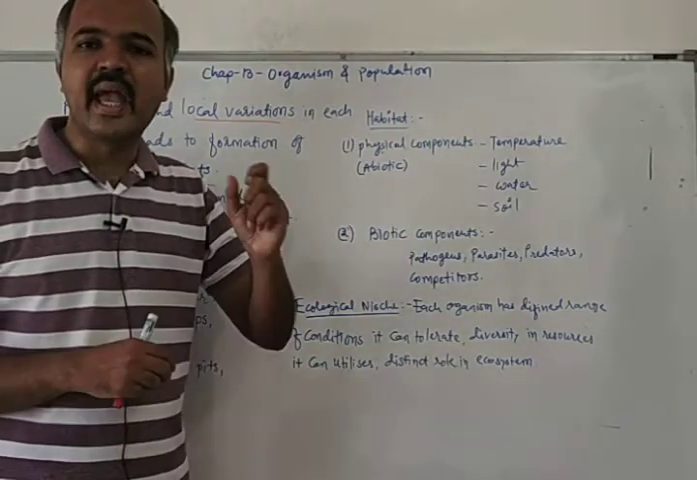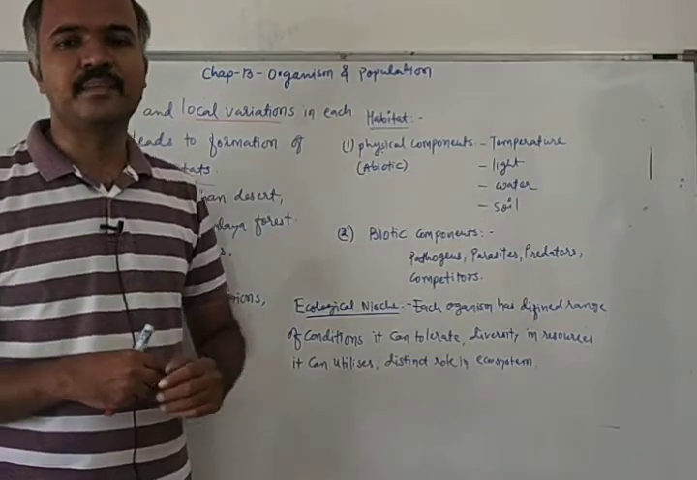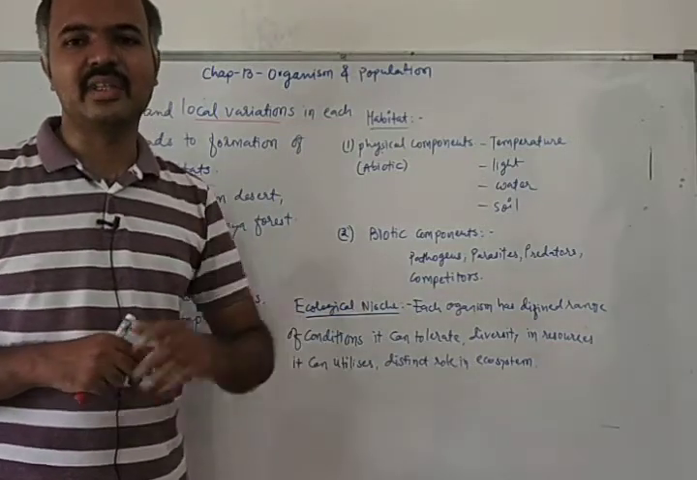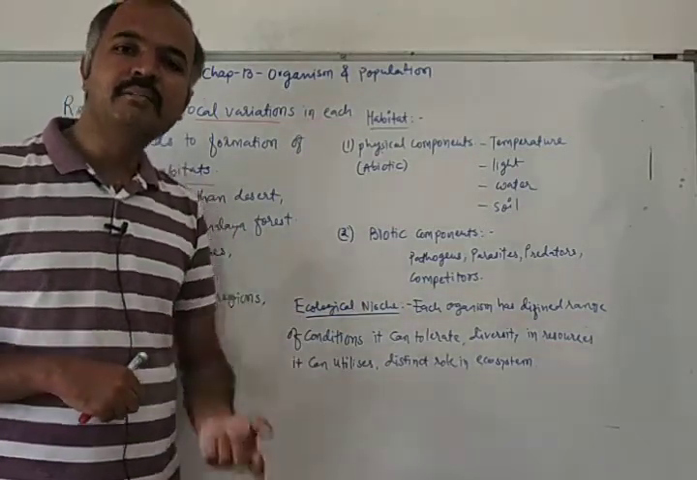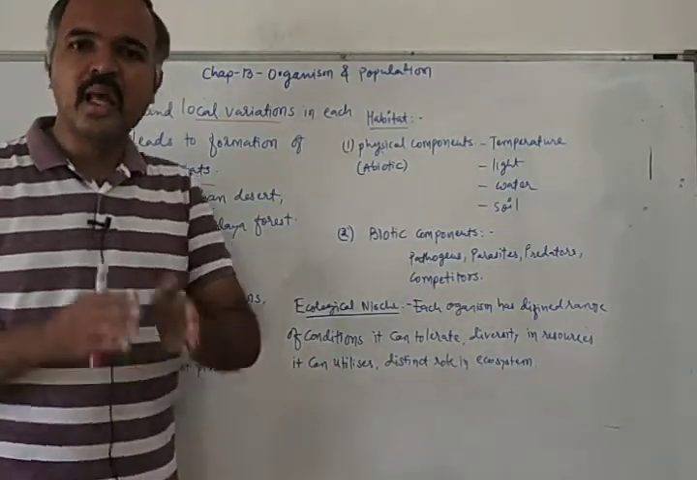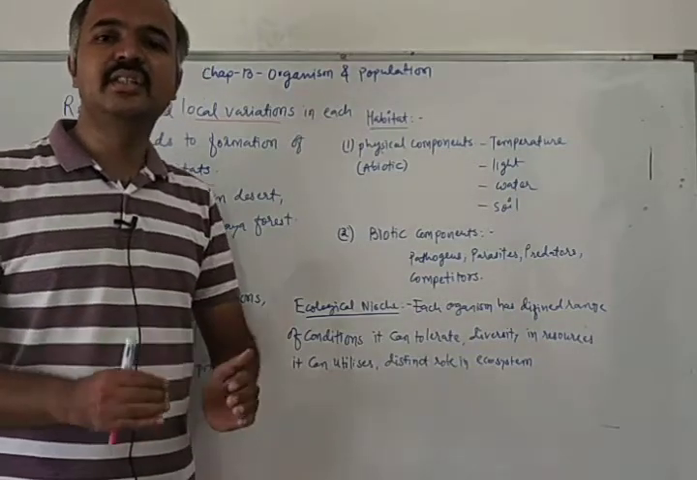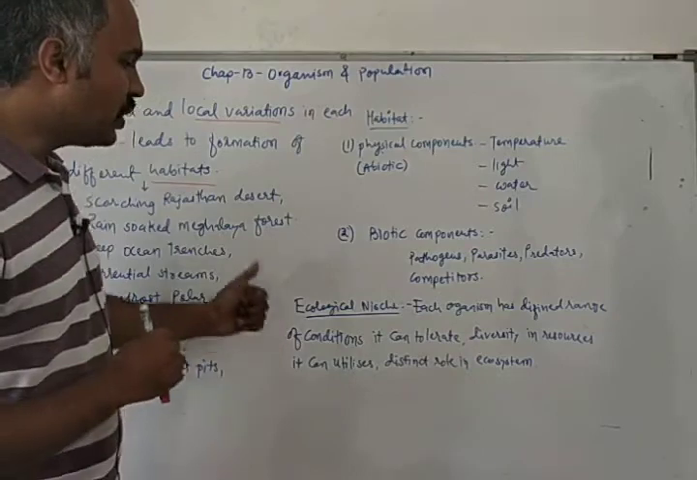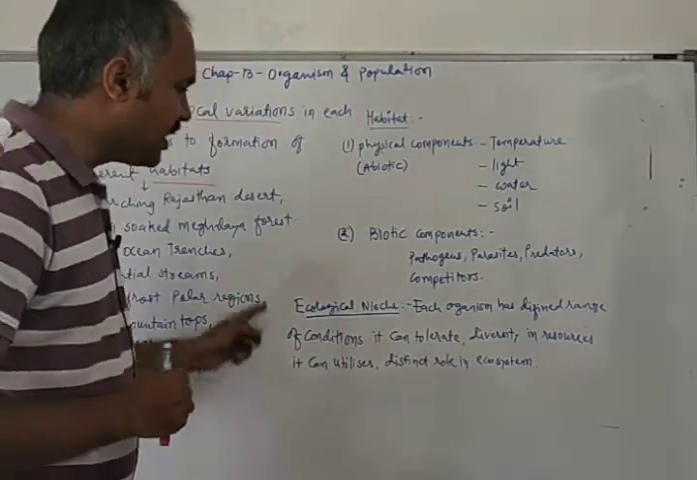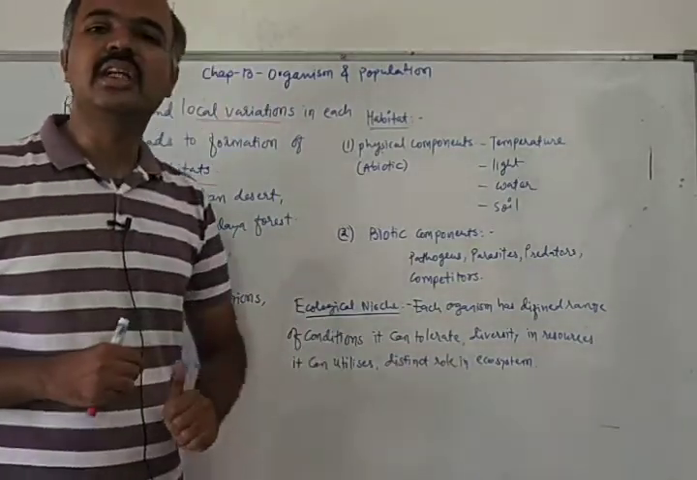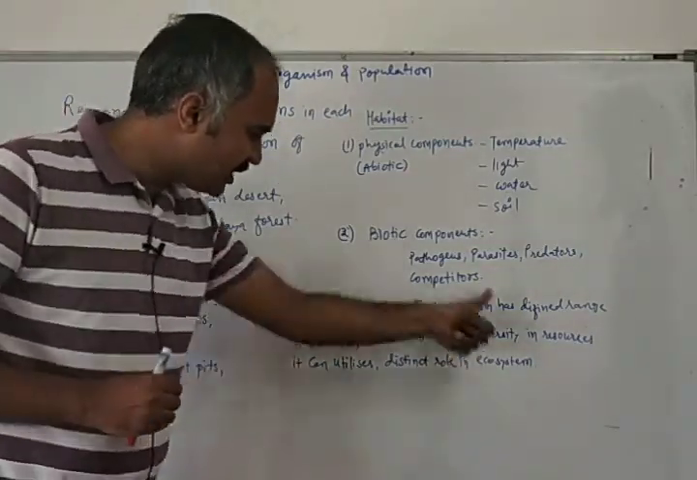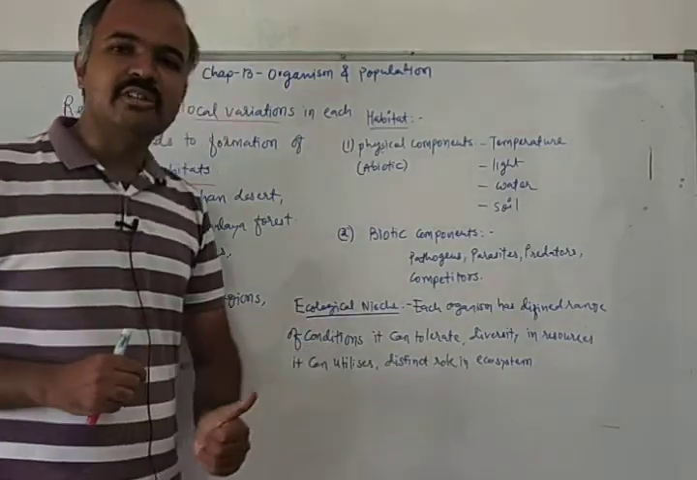Say for example, a lion will be a predator and a carnivore in the ecosystem. A deer will be a herbivore in the ecosystem, and a plant will be a producer. In this manner, plant, deer and lion have distinct roles in their ecosystem. All these three things together will form the ecological niche of an organism.